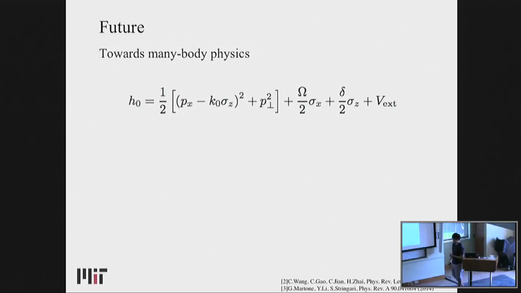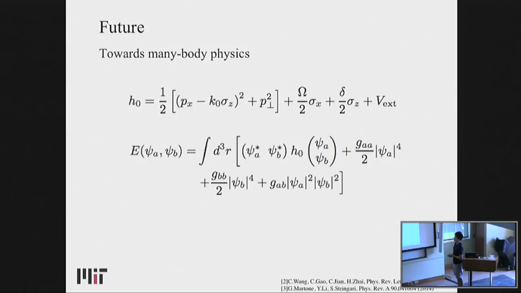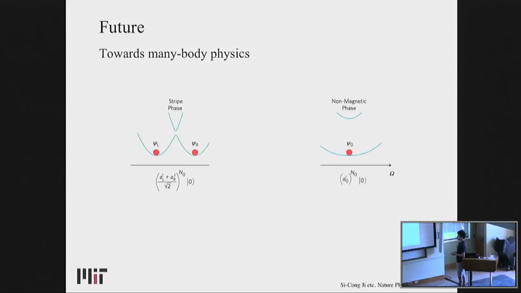Okay, all the above I described was single particle physics, and since I don't have much time, I'll quickly go to the many-body physics. In the many-body physics, how do we expect to change our Hamiltonian? We will have another term which describes the interactions. In our system, there are three parts of interactions: between spin-down states, between spin-up states, and between the spin-down and the spin-up states. How will it change our scheme? How will it change the states we observe?